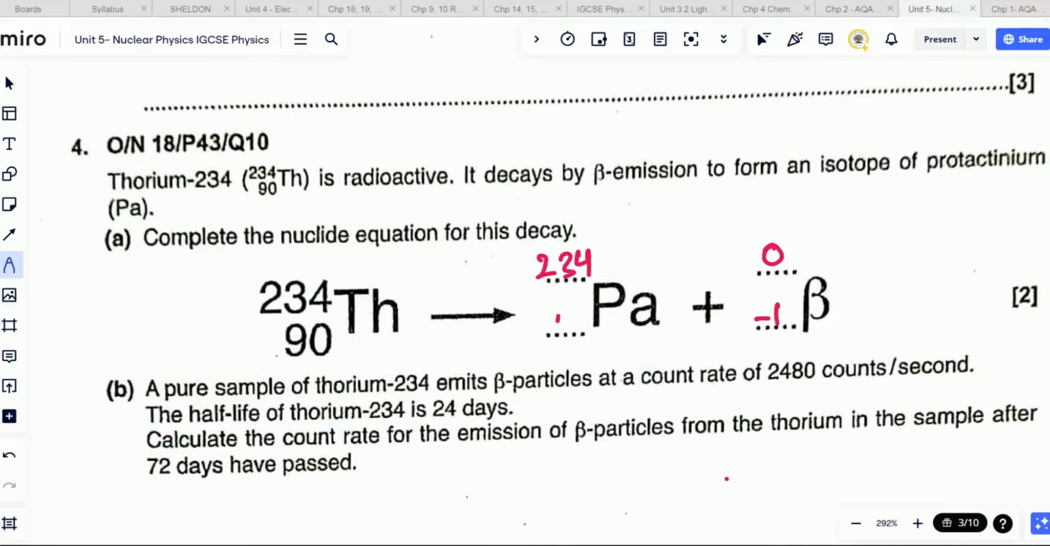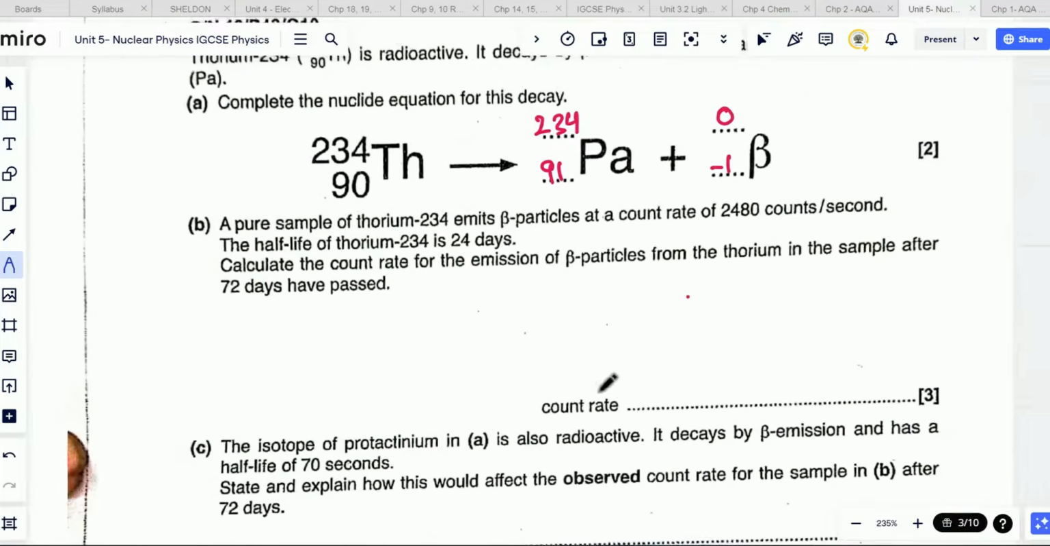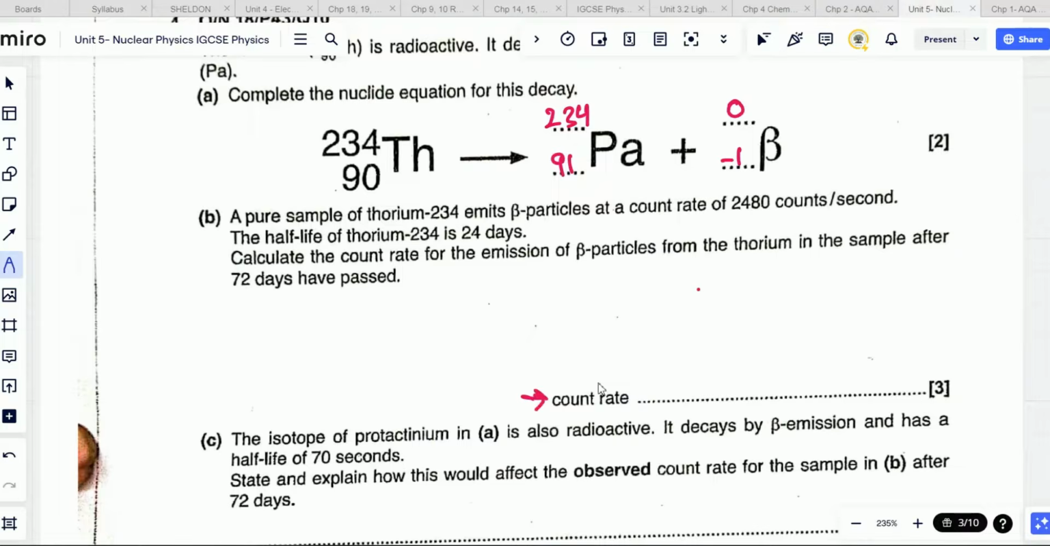234. And what about this one? 91. Okay, here they are asking us what? Count rate. Before they were asking us half-life. Now this is exactly like the first question that we solved. What's the count rate provided? See, a pure sample of thorium 234 emits beta particles at a count rate of this.